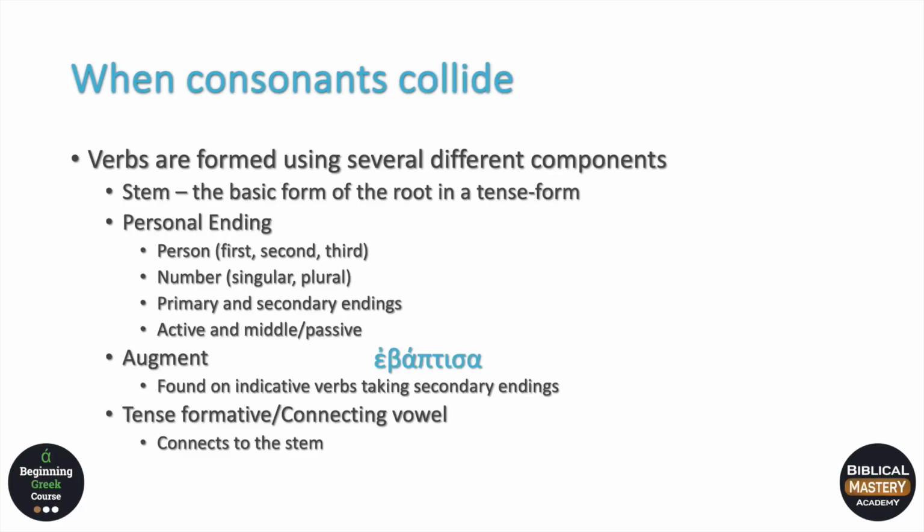And then finally you have your tense formative or your connecting vowel, and this connects directly to the stem, and this is therefore the place you're most likely to need the square of stops. And this is really where you're going to see this change of letters take place. Let me explain this to you.